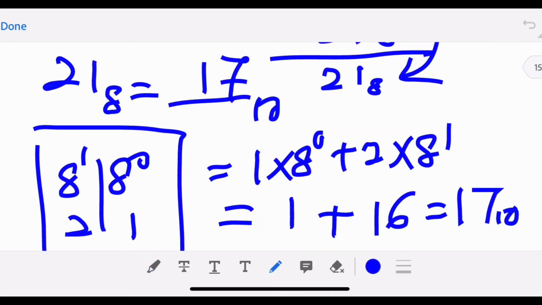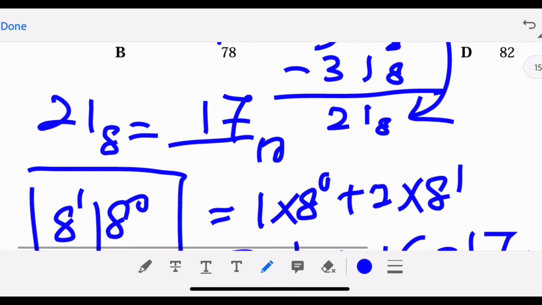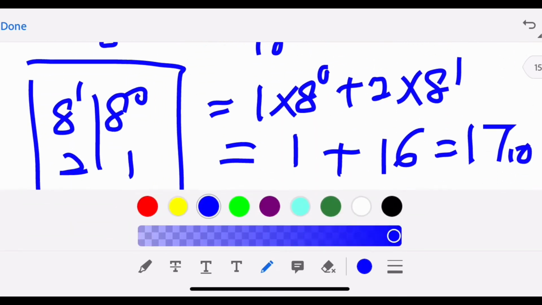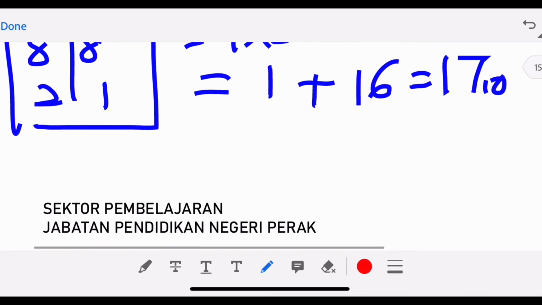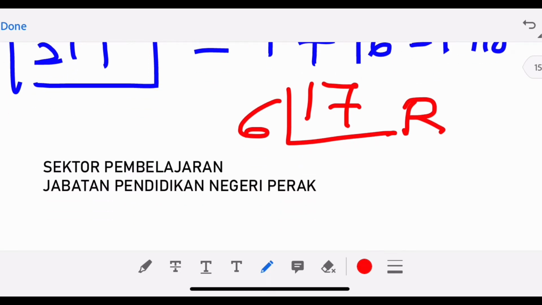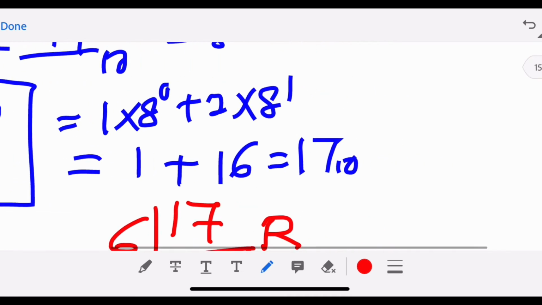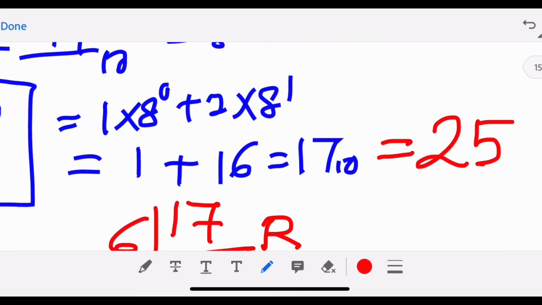Now for me to convert to any base, I will divide, isn't it? So of course I want to convert to base 6 because the question says the answer must be in base 6. Remainder. Okay, let's see. 6 into 17 is 2, remainder 5, isn't it? Then 6 into 2 is 0, your remainder is 2. So your answer is 25 base 6.